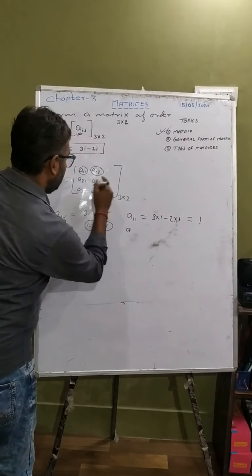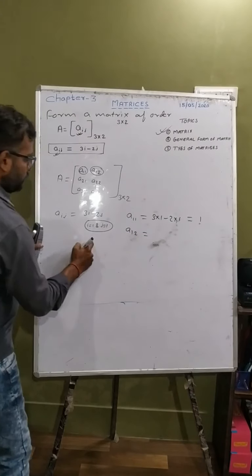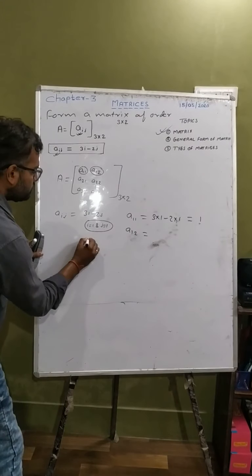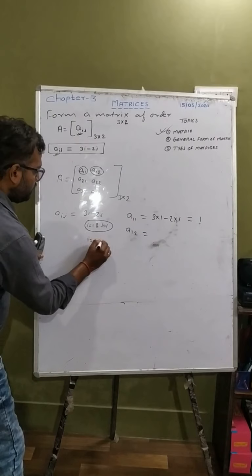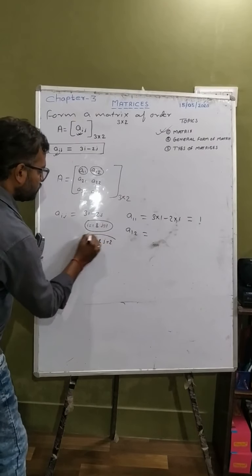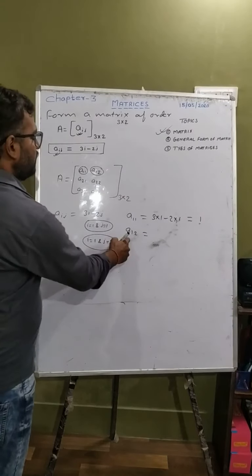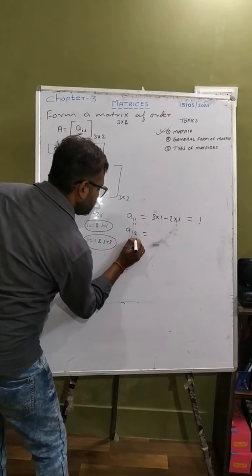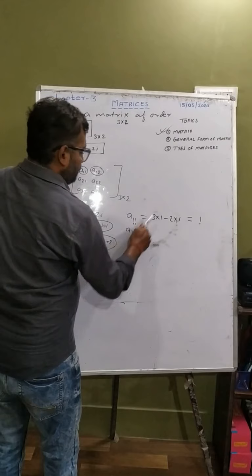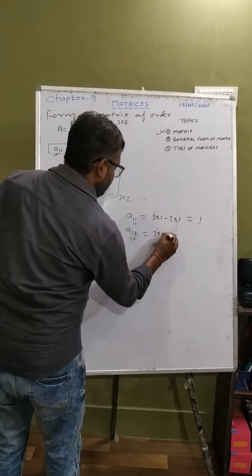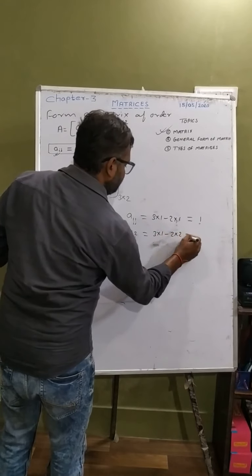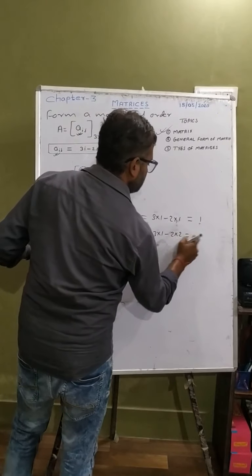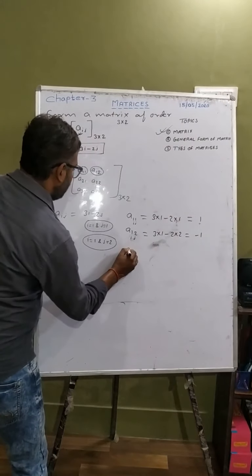Similarly, if you have to find A12, I is equal to 1 and j is equal to 2. Here I equals 1, j equals 1, and now I equals 1, j equals 2. Now put the value: 3 into 1 minus 2 into 2, that is 3 minus 4, that is equal to minus 1.